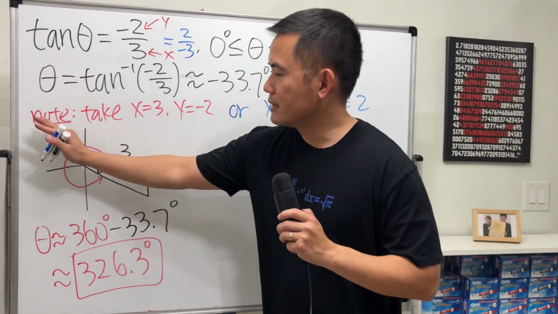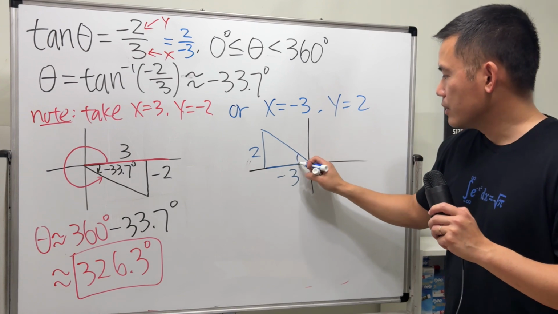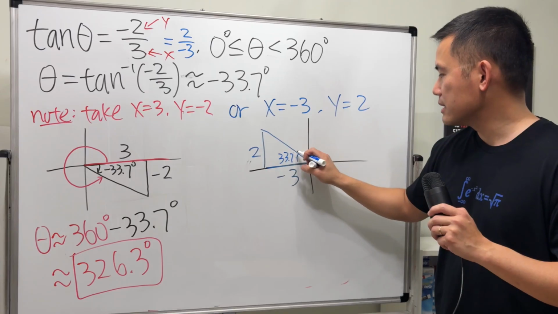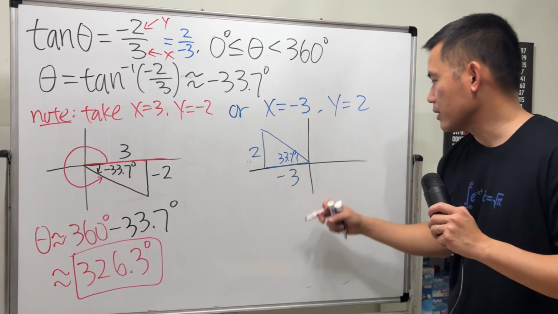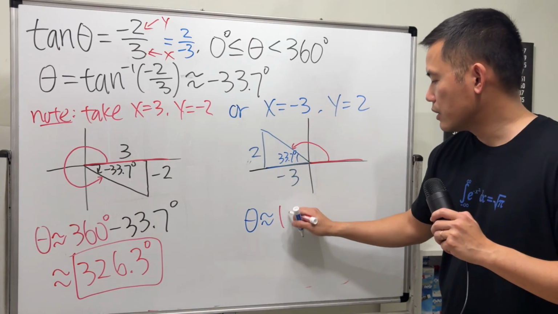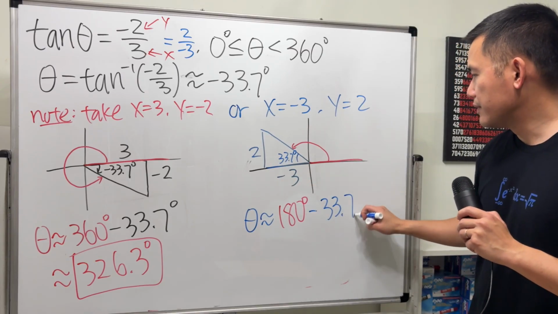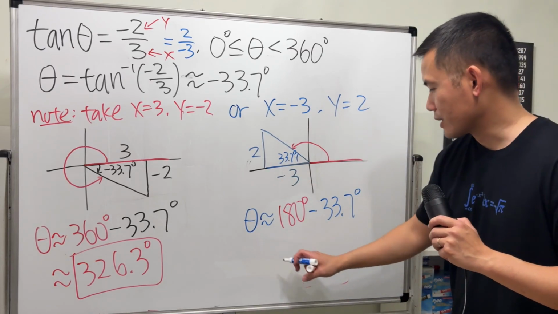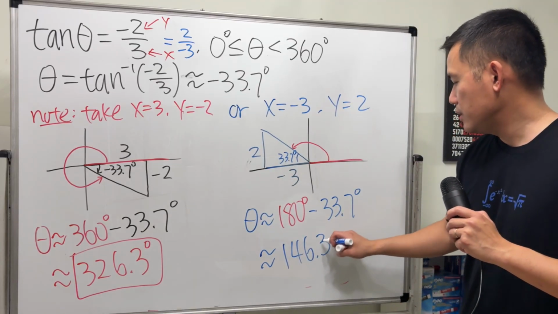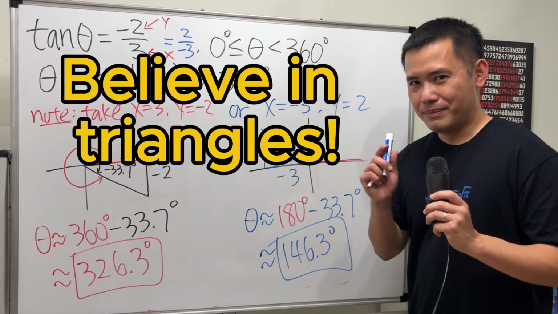So this is going to be this kind of reflection, right? Go there, 180 degrees. This little angle is 33.7 degrees. I'm just going to look at it as a positive value. And again, we will have to measure the angle from here all the way to here. Theta will be 180 degrees and then just minus 33.7 degrees. And then just work that out. So theta will be approximately 146.3 degrees. Yep, that's it. Believe in triangles.